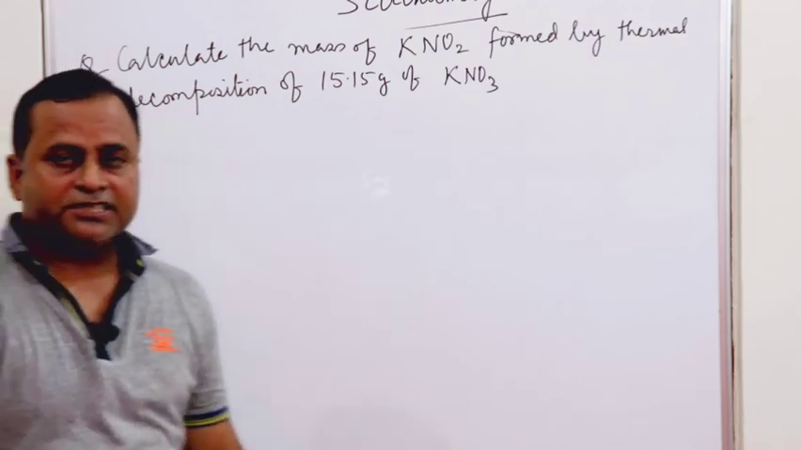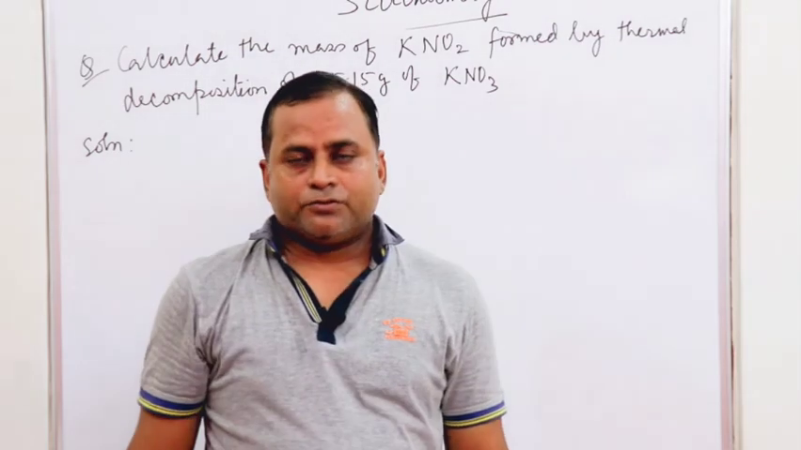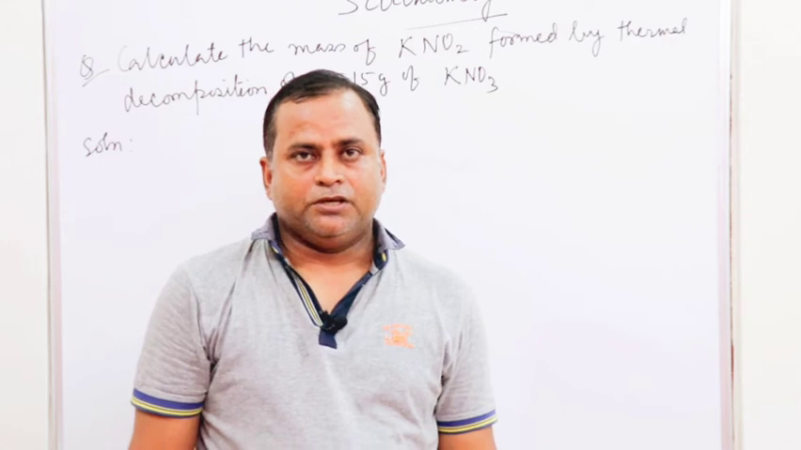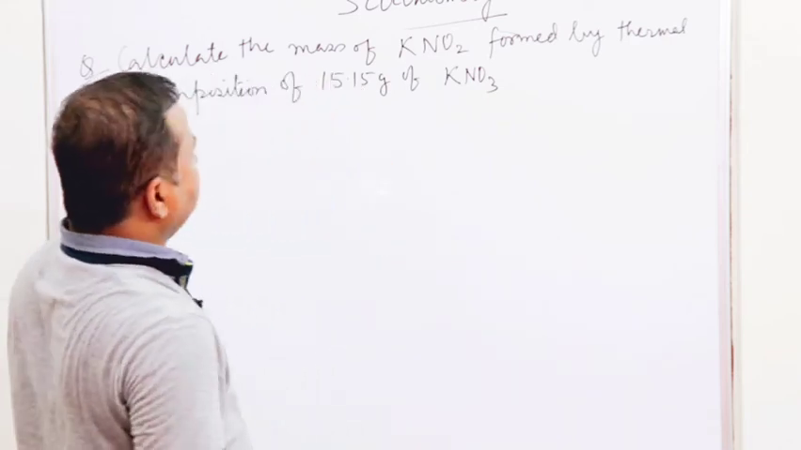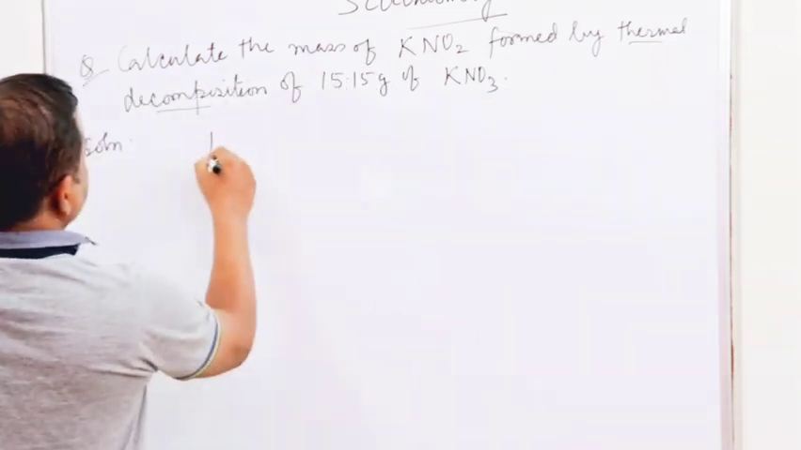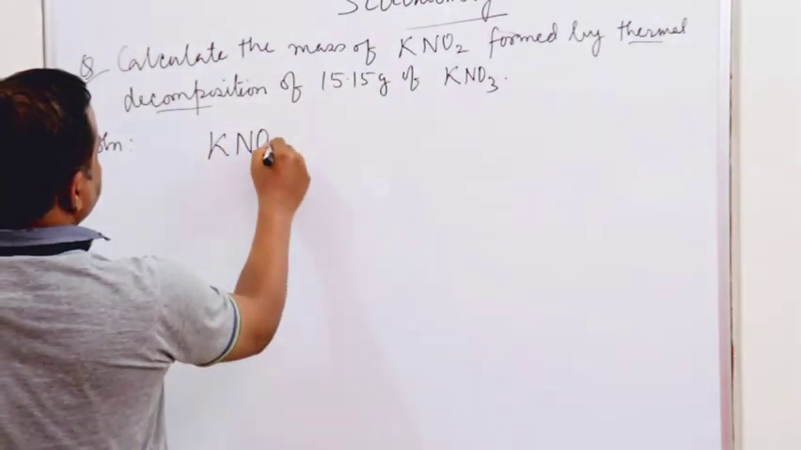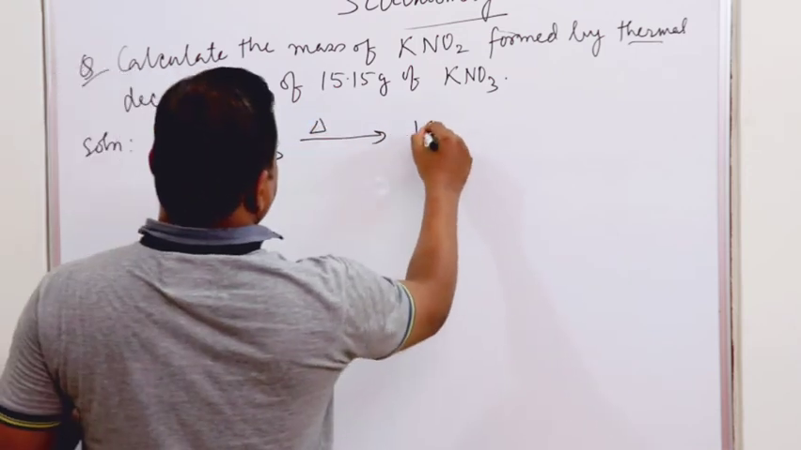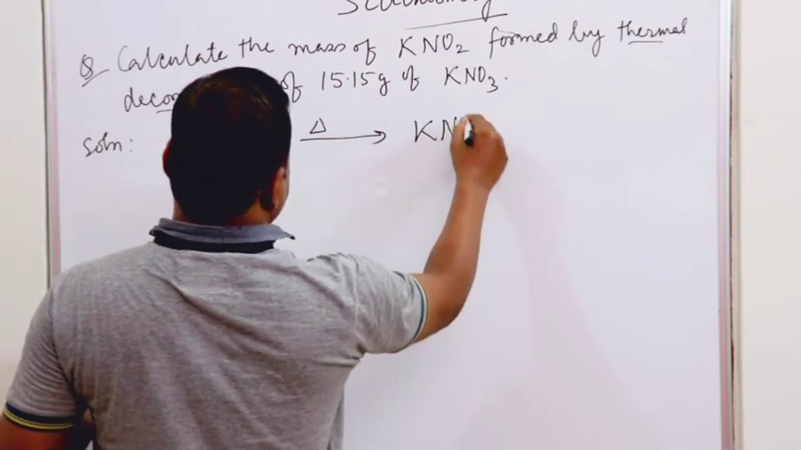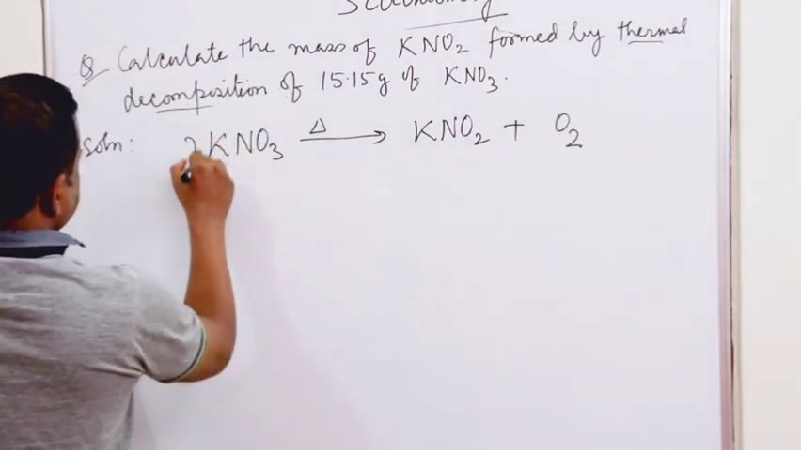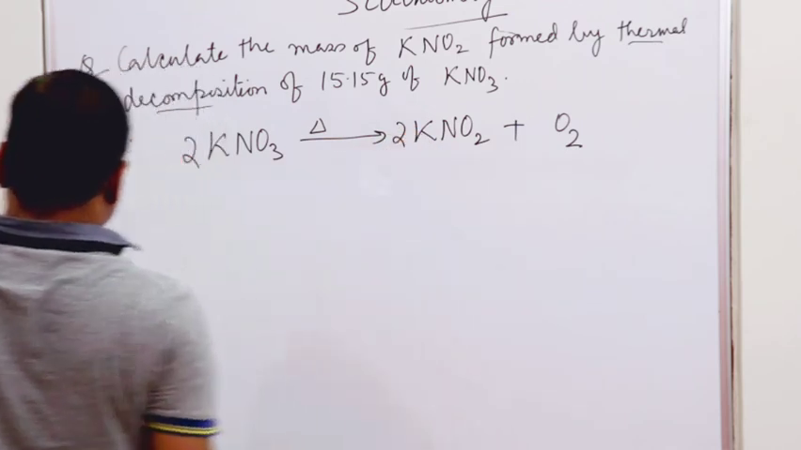First of all, the first step in this question: you can see you are not provided with the chemical equation, but it is said that it is a thermal decomposition reaction. So you must know the product. When KNO3 undergoes thermal decomposition, what happens? It produces potassium nitrite and oxygen gas. So we have to balance this. So the first step is complete.